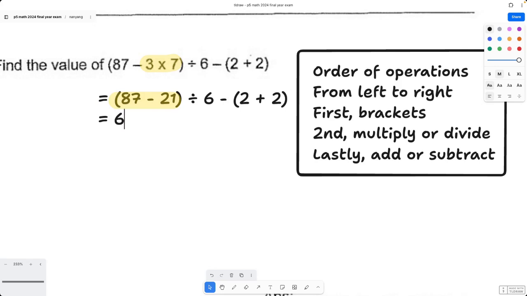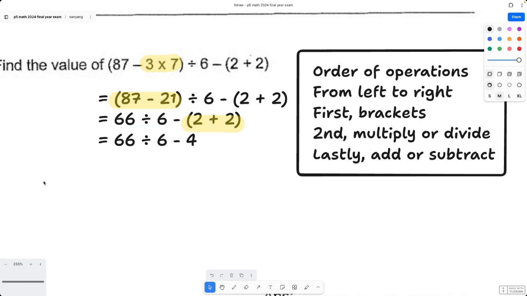8 minus 2 is 6, 7 minus 1 is 6. And then we will do the rest over here. Okay, so divide by 6. Okay, so which one do we do next? We do the divide or brackets. Okay, brackets always, right? So inside the brackets is 2 plus 2, right? So from here, this will then become 66 divided by 6 minus 4.